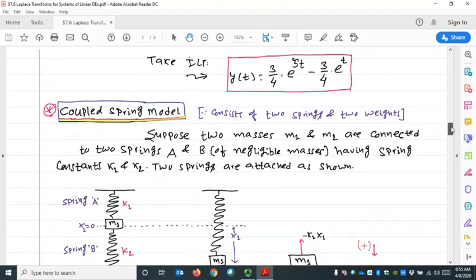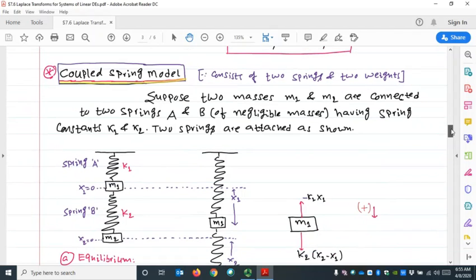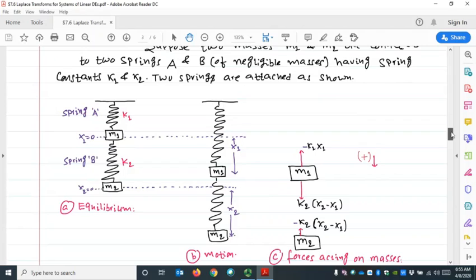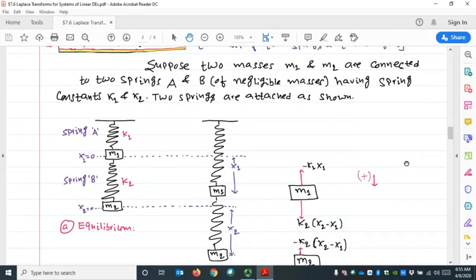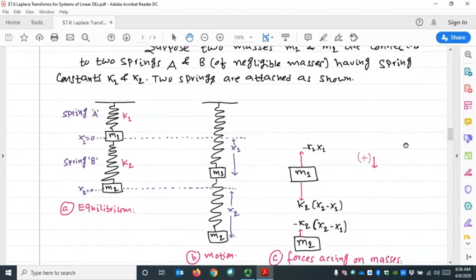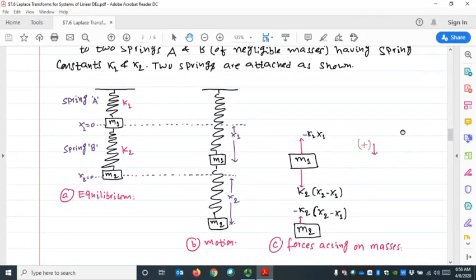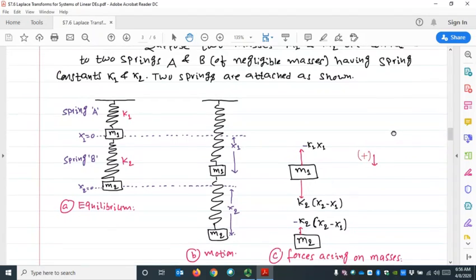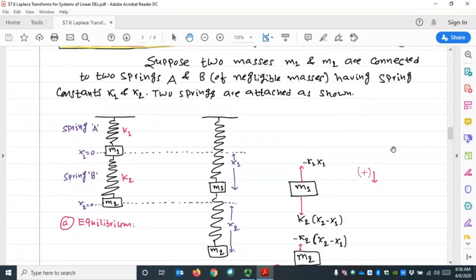And now let's talk about coupled spring models, which consist of 2 springs and 2 weights. Let me put this here. That's better.